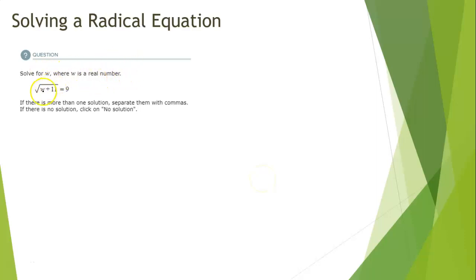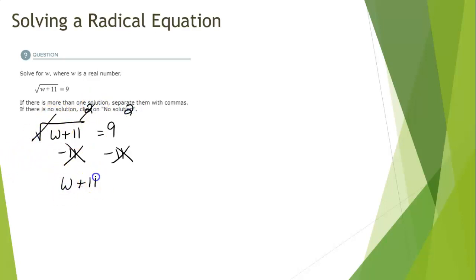Now, you can have other things inside the square root, but whatever is inside the square root has to stay in there. So, for example, on this one, I could not just subtract 11 from each side. The 11 is trapped inside the radical with the w. What I would instead do is square both sides. The square and the square root cancel out. I end up with w plus 11 equals 81. Then we're going to subtract 11 from each side, and so w equals 70.